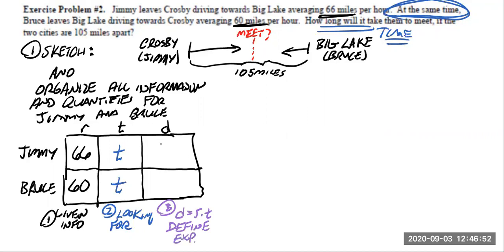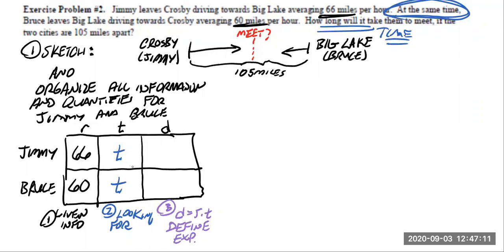Now, Jimmy can't drive 105 miles, right? Because 105 miles is the total distance traveled. Jimmy, if I look back up here, is only traveling part of that distance, and Bruce is traveling the other part. So we'll worry about that in a second.